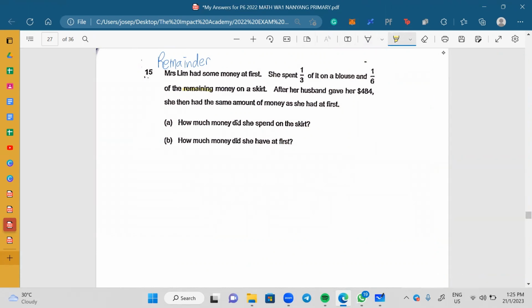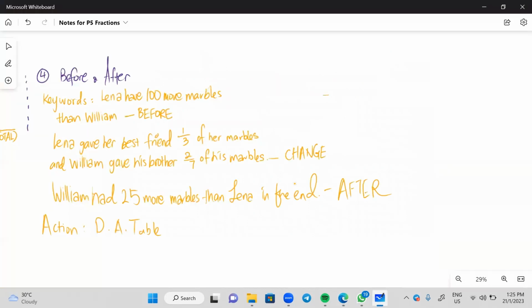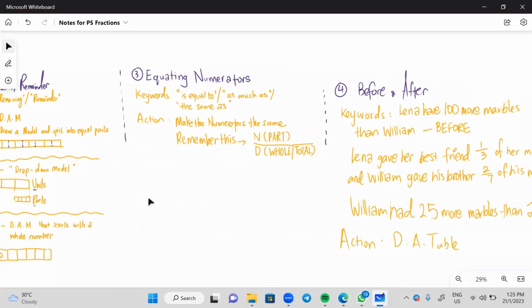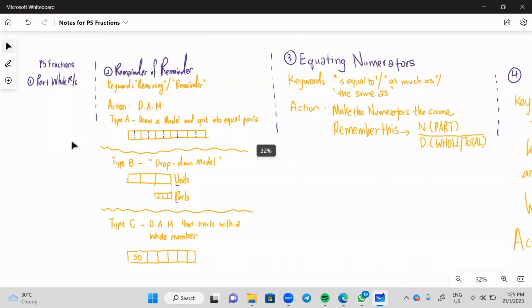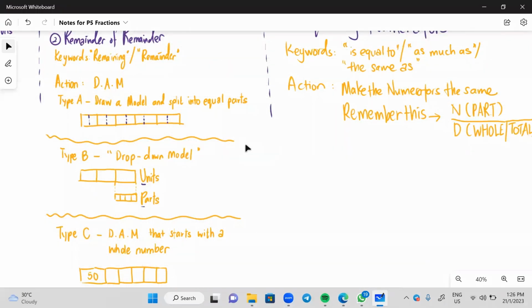So what I want to do next is first read the first sentence. It says that she spent 1/3 of it on a blouse. Before you do a question like that, you need to ask yourself whether this is type A, type B, or type C. Now, let's talk about type A together, okay? Type A says that you are going to draw a model and split into equal parts.